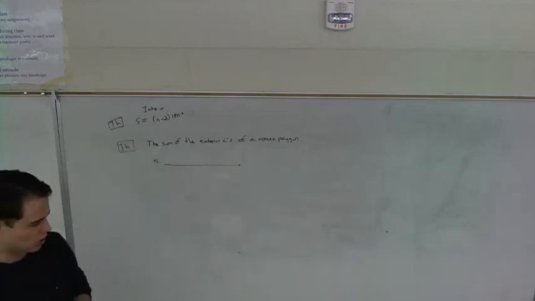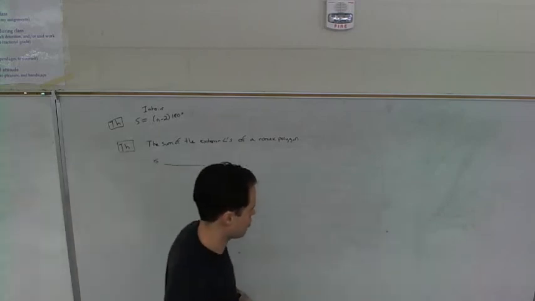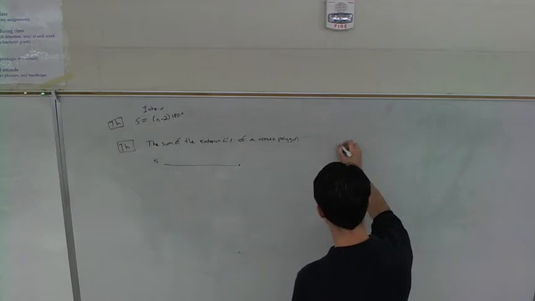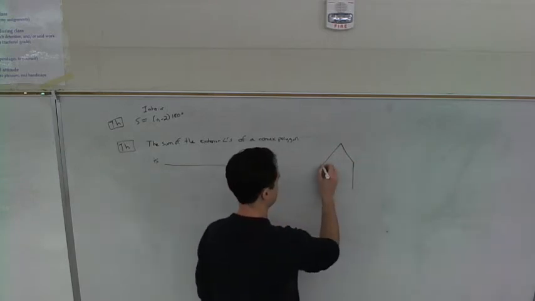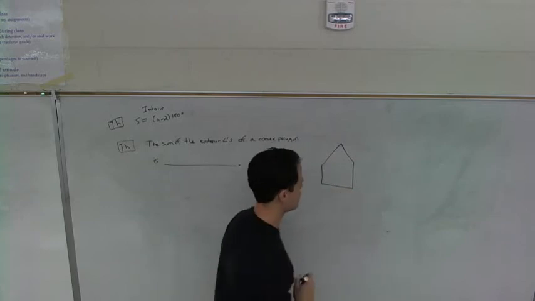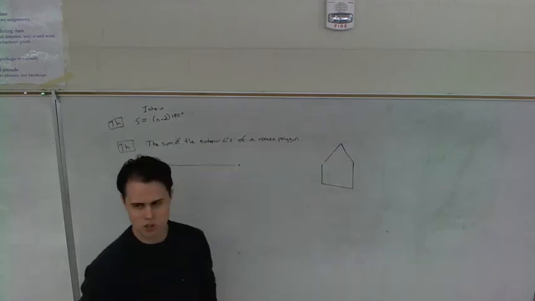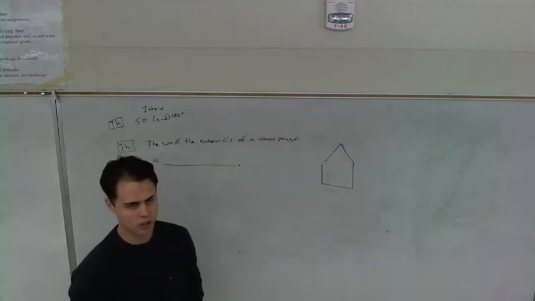Okay, so I'm going to draw just like a pentagon, and we're going to look at that. So let's say I have a pentagon that looks kind of like a house. You guys thinking that, despite my drawing, does this look like a regular or an irregular pentagon?